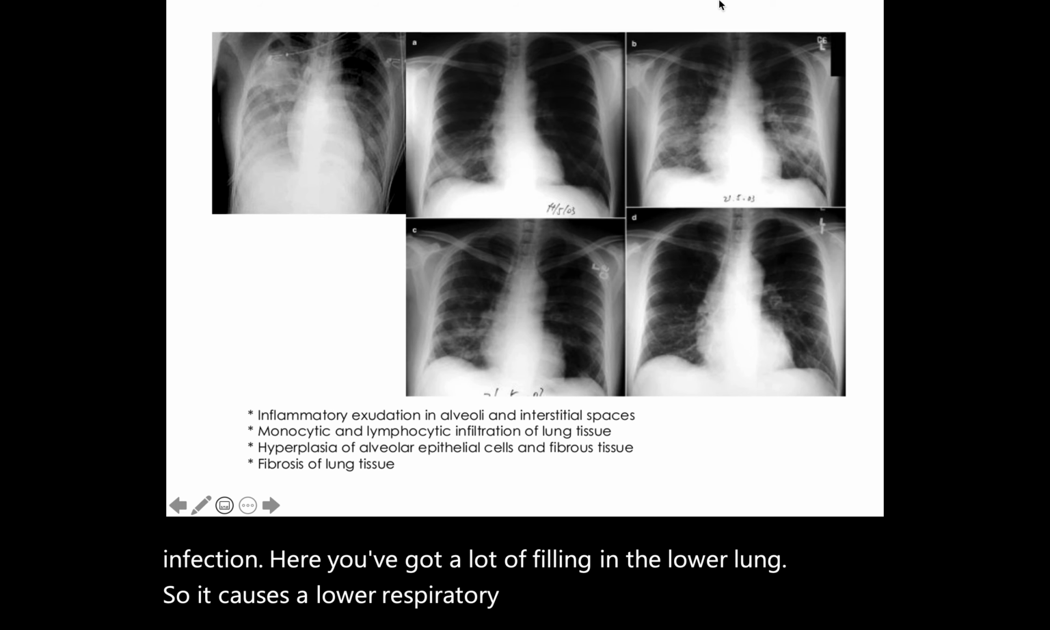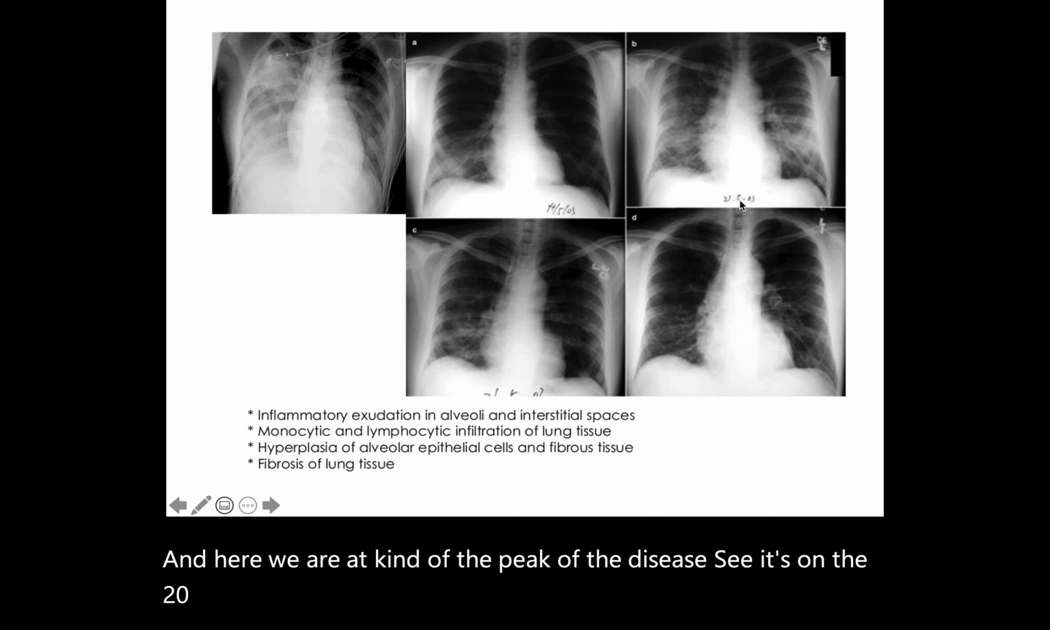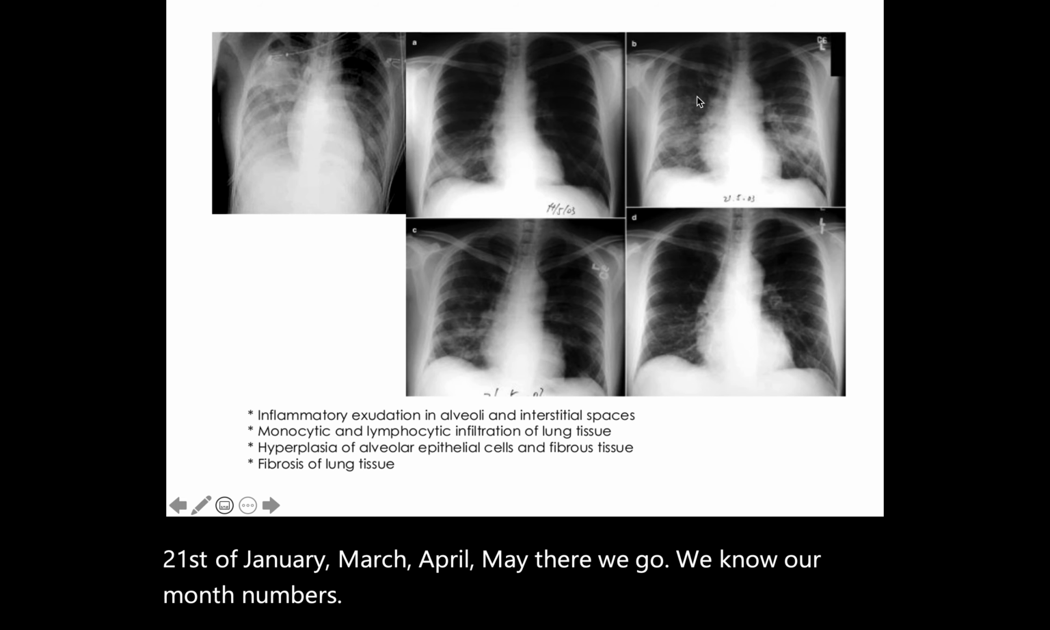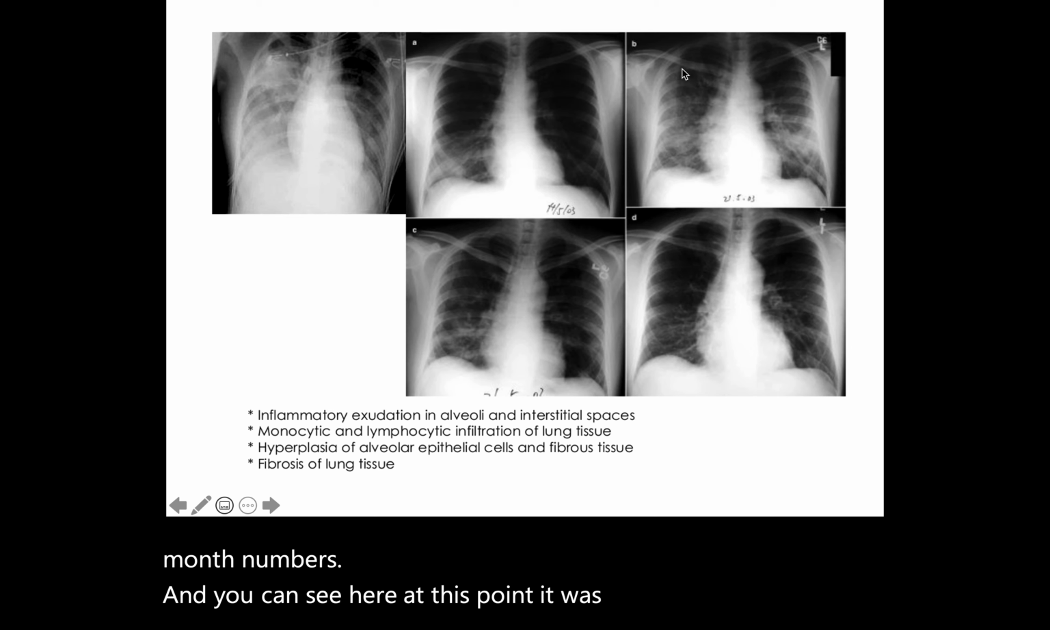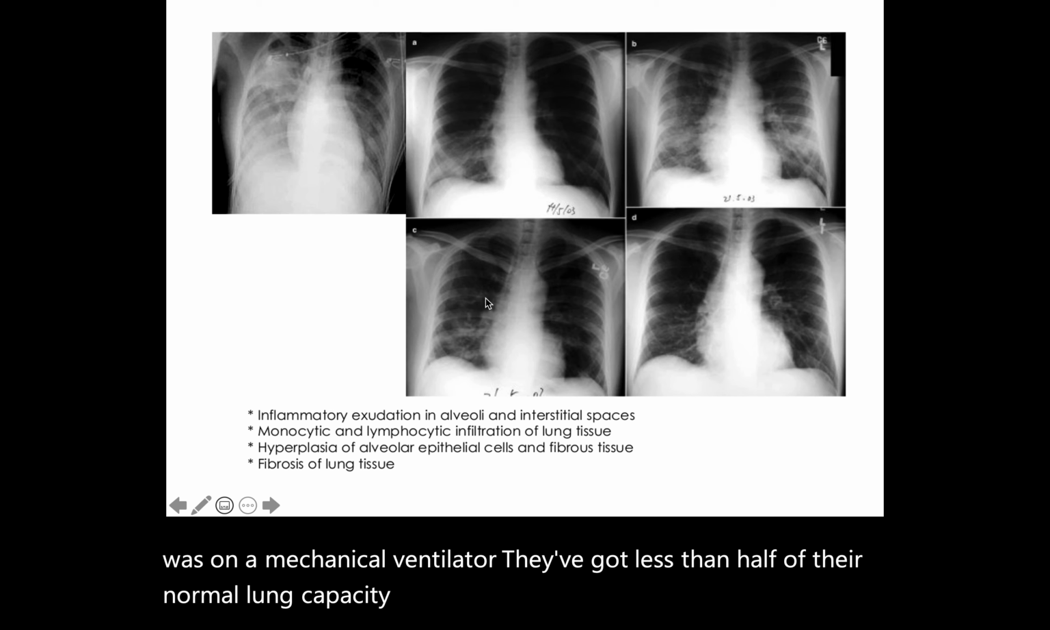And here we are at kind of the peak of the disease. See, it's on the 21st of January, February, March, April, May. There we go. We know our month numbers. And you can see here at this point it was very dire, and this person was on a mechanical ventilator. They've got less than half of their normal lung capacity available. And then here you can see the resolution.